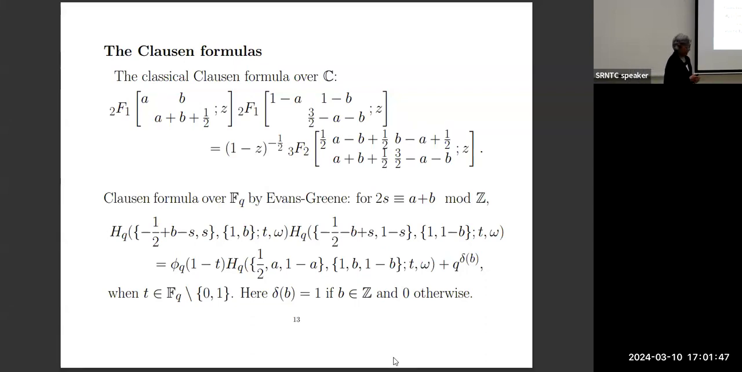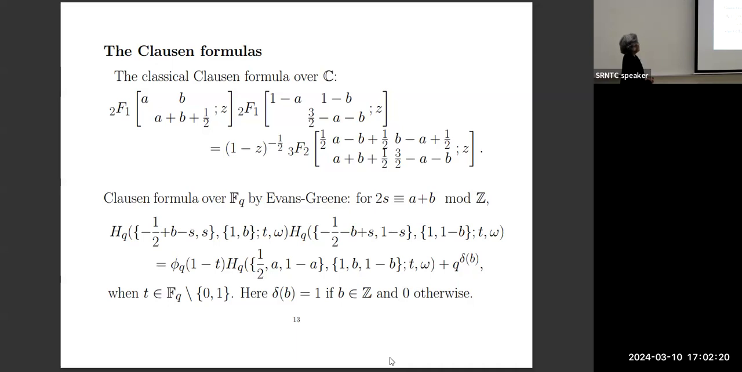For me, the very basic, the first relation we exploit is the so-called Clausen formula. This Clausen formula plays a very important role in all the works that I'm going to report. On the complex side, the classical Clausen formula tells us that the product of two 2F1 functions gives us a 3F2 function, together with some function in front.